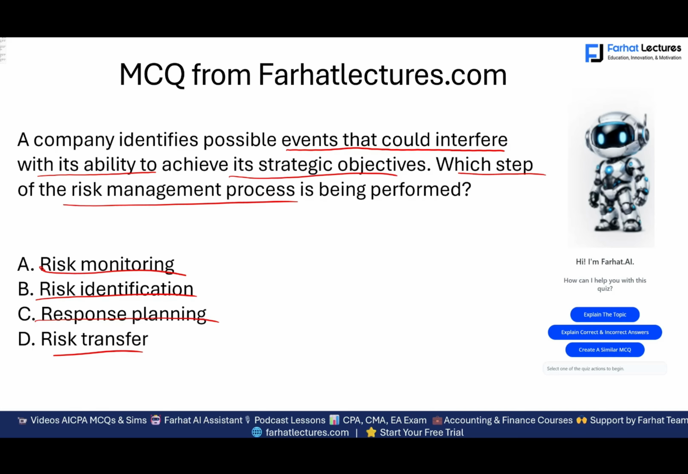Now, again, as I mentioned, this question is straightforward, but I want you to reinforce this point. The first step in the risk management process is you identify the risk. In order to deal with something, you have to first identify it, list it. Therefore, the answer is risk identification. Later on, we would look at risk monitoring. Later on, we would look at response planning. And risk transfer is one possible response to risk, which we'll look at later on.